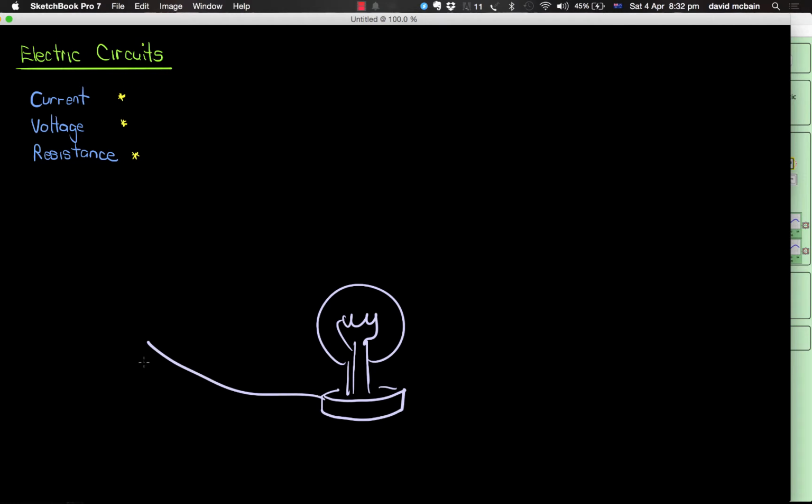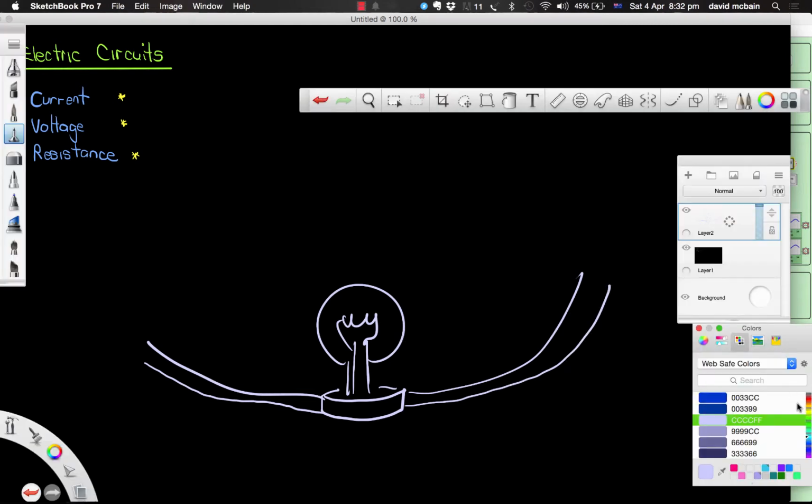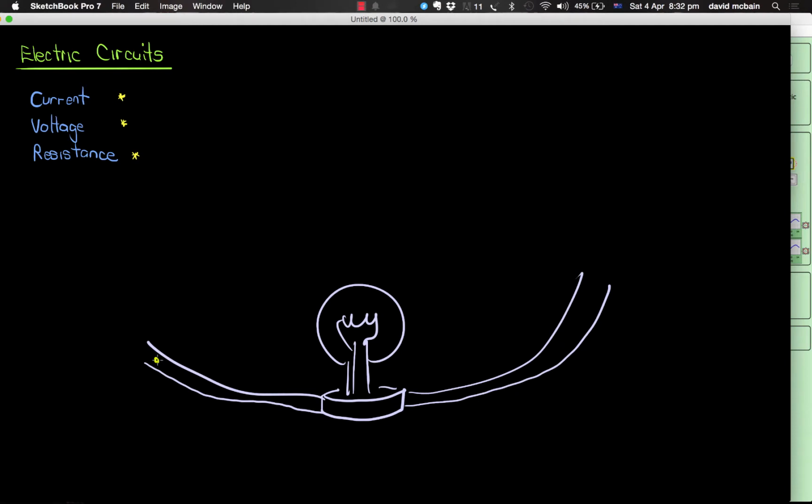And there's our wire coming in. And there's our wire going back to the battery. And we'll go back to yellow for our electrons. We'll try to. Light green we'll have to do. Okay, so here's our electrons coming from the battery.